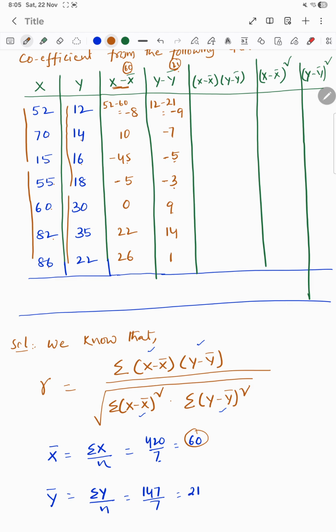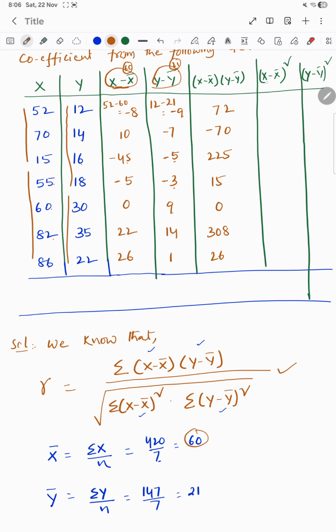Now as per my formula, I need to multiply x minus x bar values with corresponding y minus y bar values. This means minus 8 into minus 9, minus into minus plus, 8 9 72. 10 into minus 7 is minus 70. Minus 45 into minus 5, minus into minus plus, so 45 into 5, I will get 225. Minus into minus plus, 5 into 3, 15. 0 into 9, 0. And 22 into 14, 308. And 26 into 1, 26.